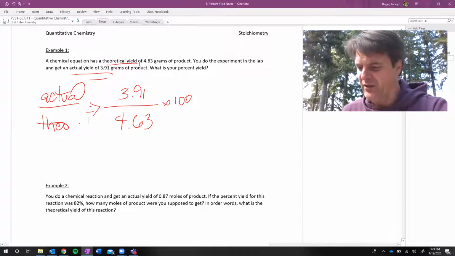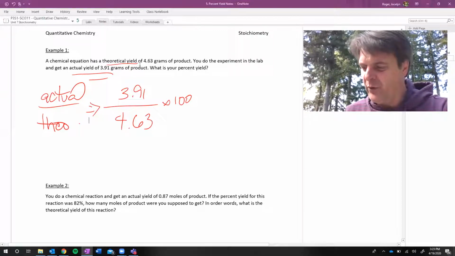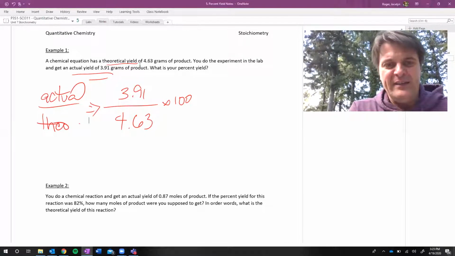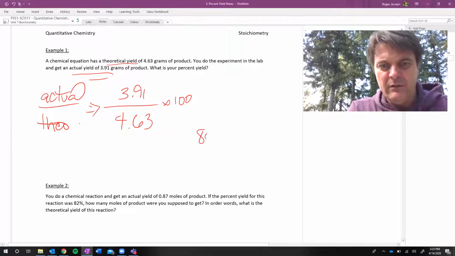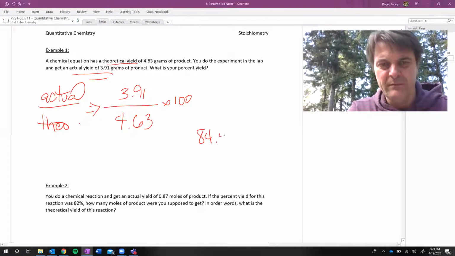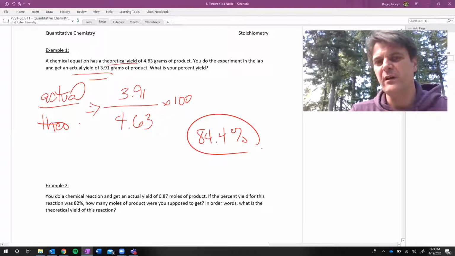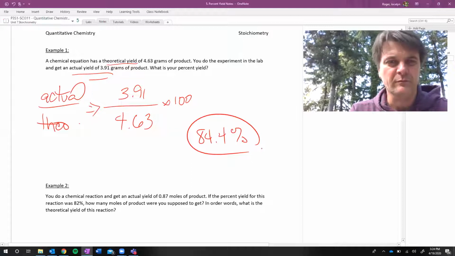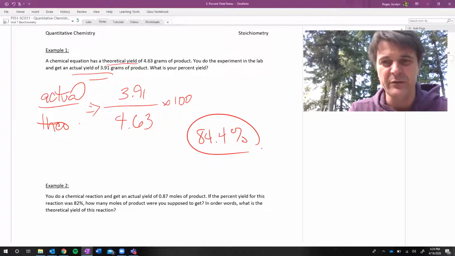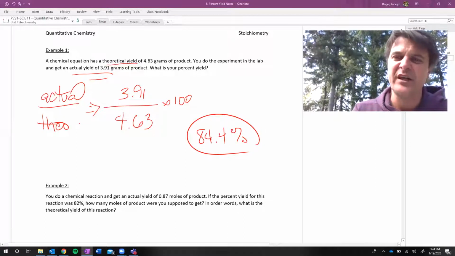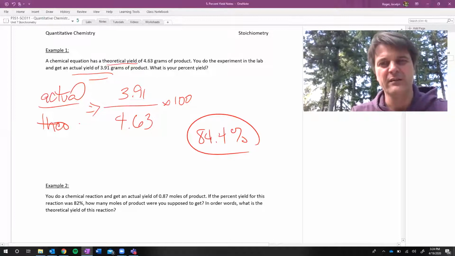So if we do this calculation, we have 3.91, and we're going to divide by 4.63. And we are at 84.4%. So that would be our percent yield. What the percent yield tells you again is how much you obtained. So we obtained 84% of what we could have obtained.